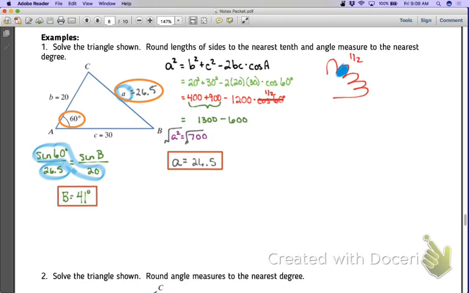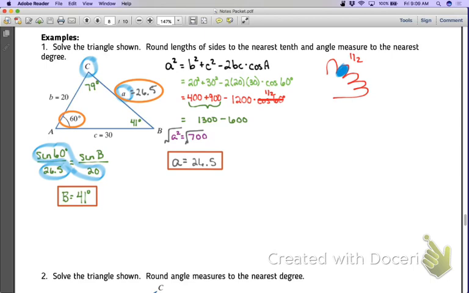So if it's 41 degrees down here, what is it up here with angle C? How much? 79. Okay.